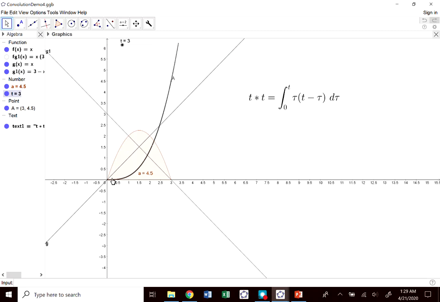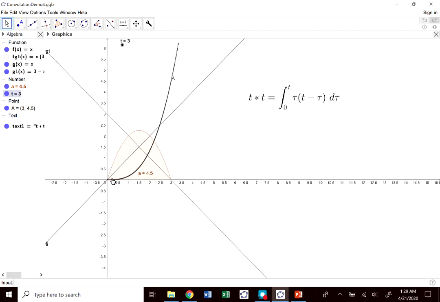When t equals 3, a equals 4.5. Okay. But we thought the convolution was tau cube over 6. Right? We found a closed form solution. We found the convolution t cube over 6. Is this value equal to t cube over 6?